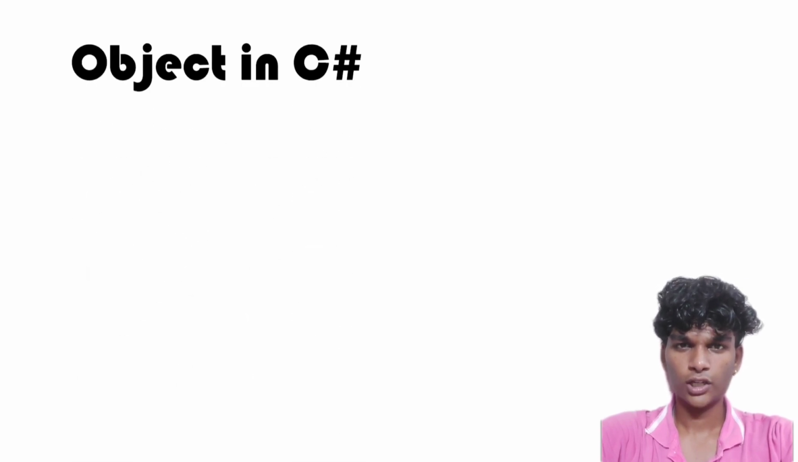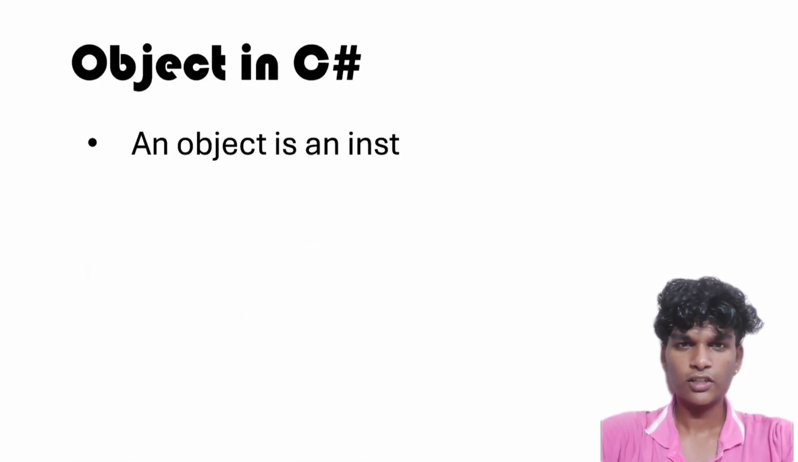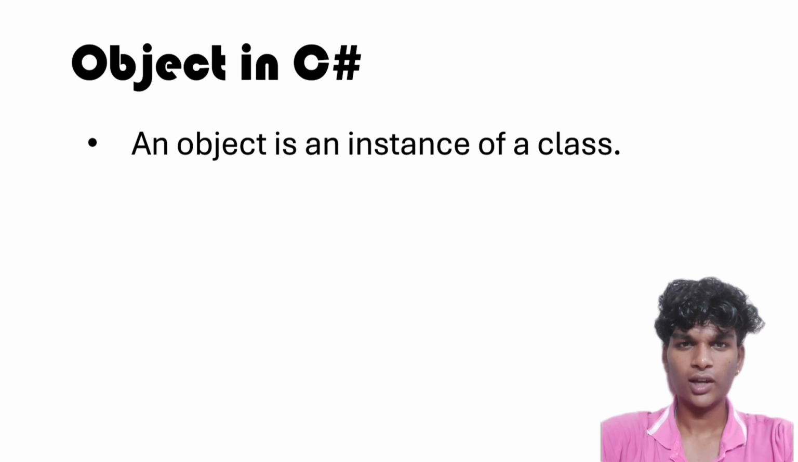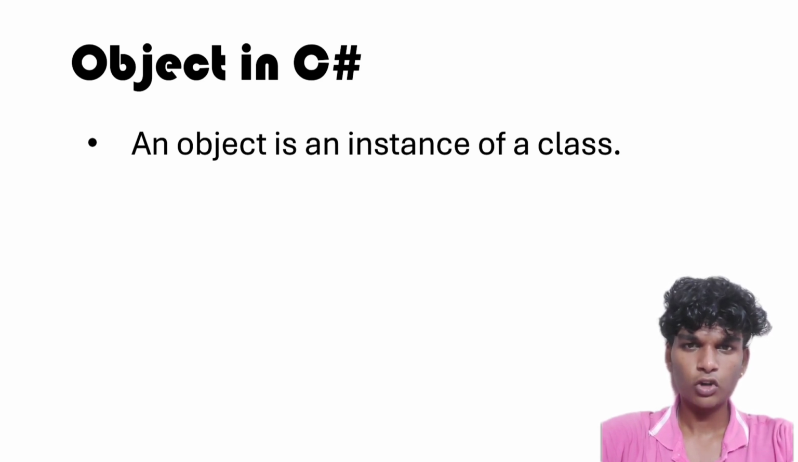Now, let's start by understanding what an object is. Simply put, an object is an instance of a class. Think of a class as a blueprint and the object as the actual thing created from that blueprint. For example, if we have a class called car, an object could be a specific car, like a red Toyota.